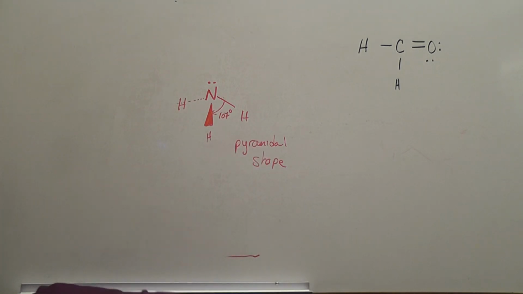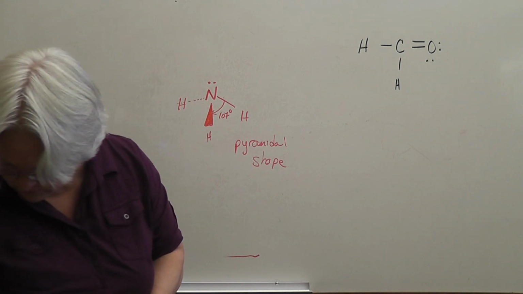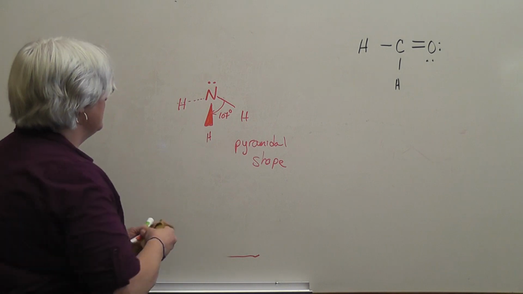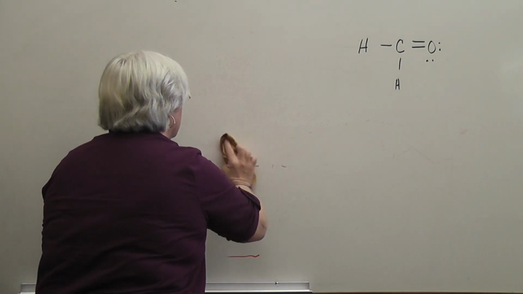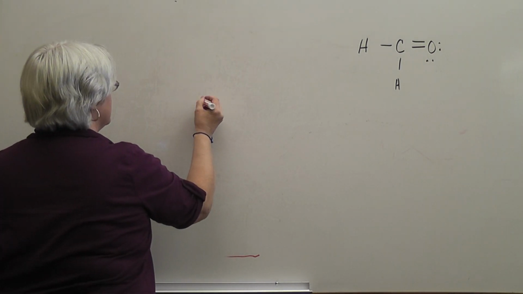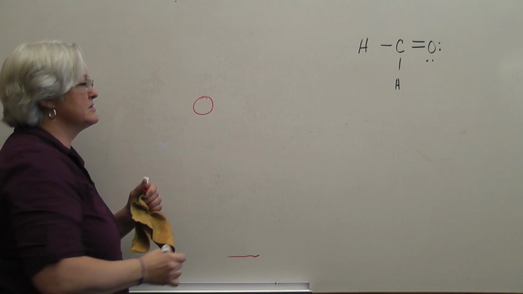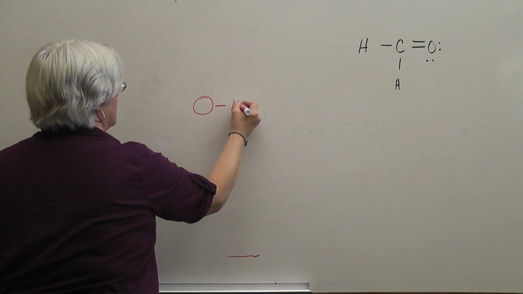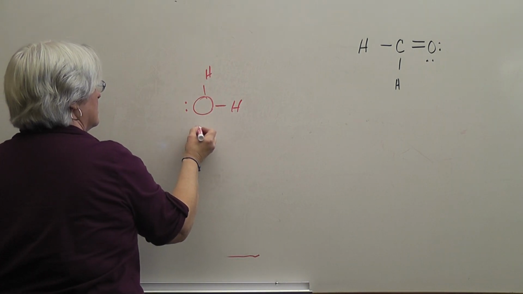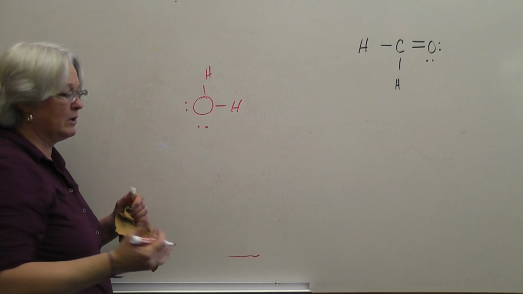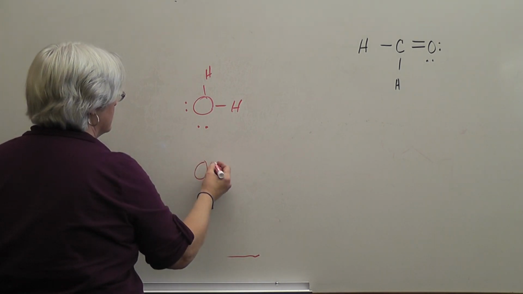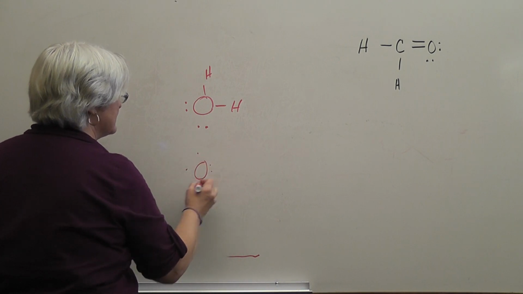The next shape that he talks about is a bent shape, and this is the shape of a water molecule. Water molecule is H2O. Our central atom is oxygen. H, H. Because when you think about it, what do you have as you're constructing it? You have an O that has 2, 3, 4, 5, 6.